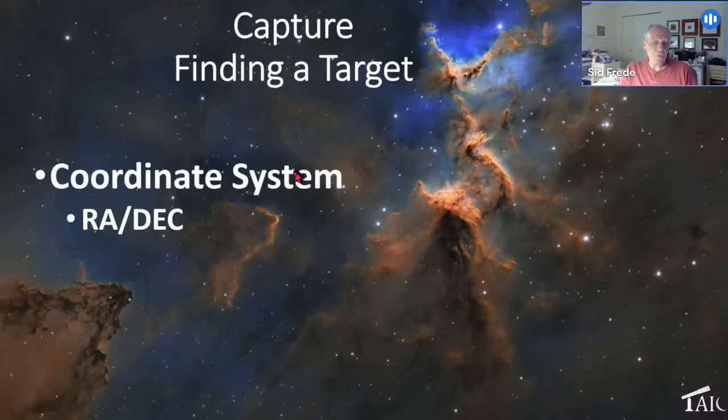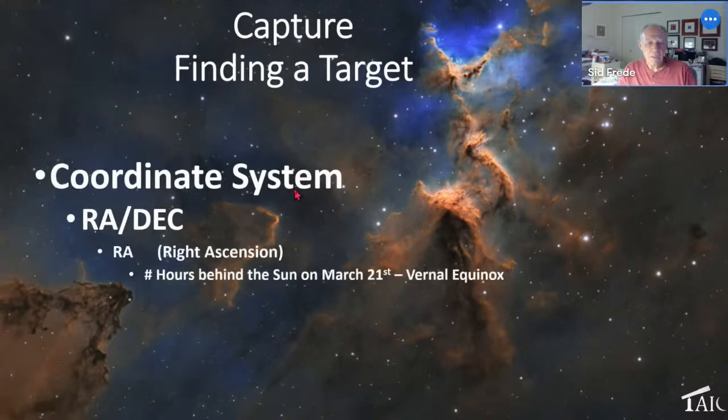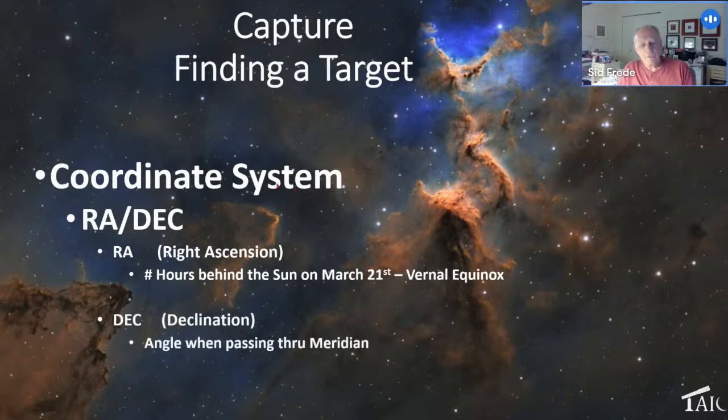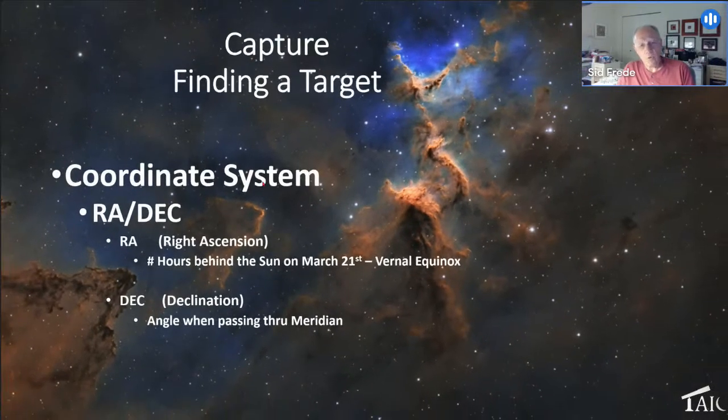That coordinate system we use is the RA index system. And RA is right ascension. It's the number of hours behind the sun on March 21st that our target is. Why March 21st? I guess that was just a good date. We had to start someplace. And declination, that's the angle when our target passes through the meridian. That's the line between the north celestial pole and south celestial pole that divides the sky between east and west.